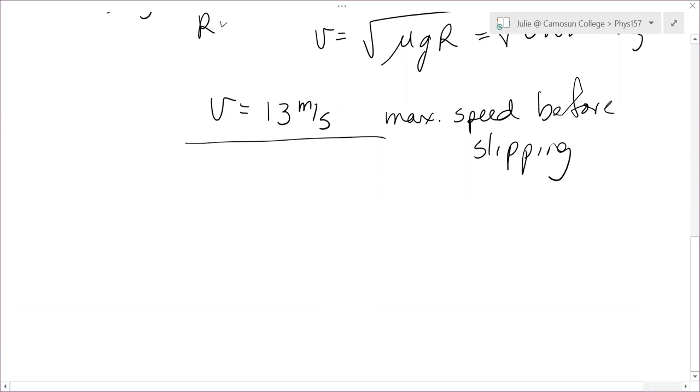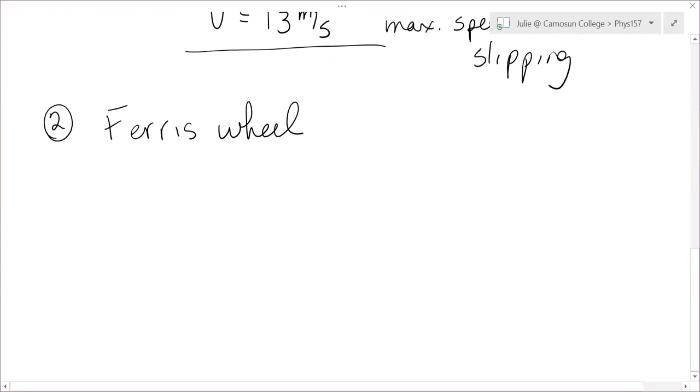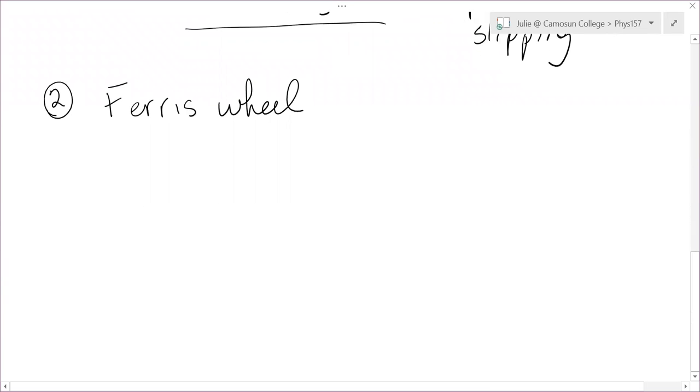Okay, question 2 deals with a Ferris wheel. It's a classic question. And remember, it's all about the forces in and out of the circle. So with a Ferris wheel, you remain upright. You don't go upside down like you do in a roller coaster. So here you are on this Ferris wheel.